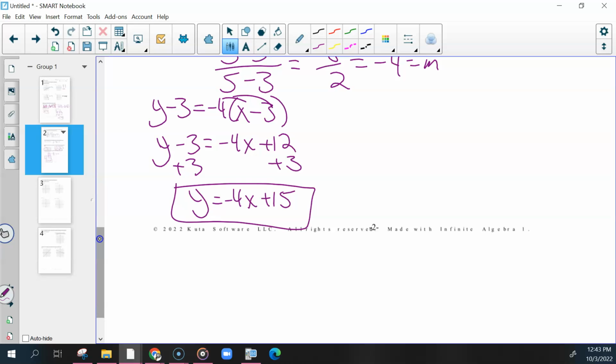So that one was worth 3 points: getting the correct slope, doing the work to find your final answer, and then your final answer. Questions on that?